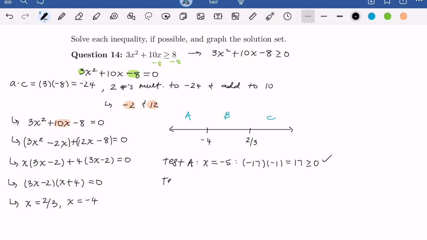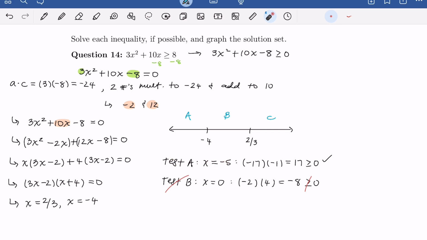Let's do the same thing for interval B. Let's pick a number in that interval. We can pick x is equal to 0. Plugging in 0 into these here, we're going to get -2 times +4. So this is going to be a negative number. This is -8, so we know that this is definitely not going to be greater than or equal to 0. So this means that everything in this interval is not going to satisfy this. We're always going to end up with a product of this form of a negative times a positive, which will always give us a negative.